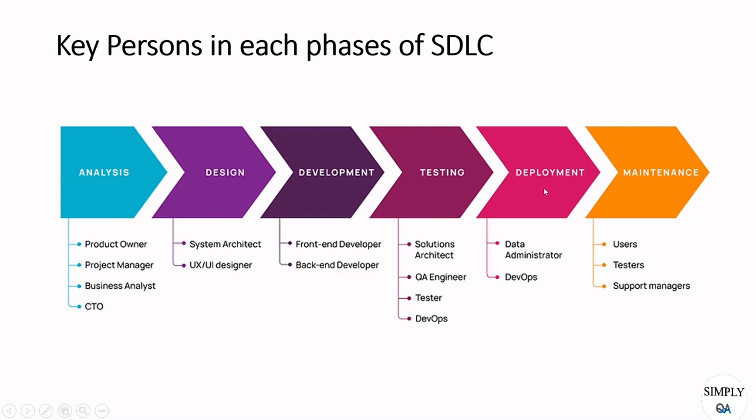for the testing phase. And in the deployment phase, obviously, it will be taken care of by the DevOps team and the data administration team. And finally, in the maintenance phase, everyone will be there. That is testers, supporting managers, and obviously users, since they are the ones who are going to give suggestions for improving our application, right?